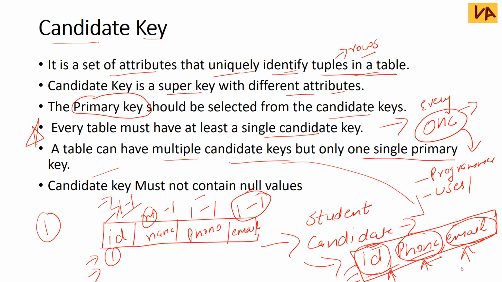A candidate key must not contain null values. Why? Because the candidate key attribute is the one which will identify the rows in a unique manner, so you can never leave that column empty. You need to fill some value in that column for making it a candidate key or for making it the primary key.